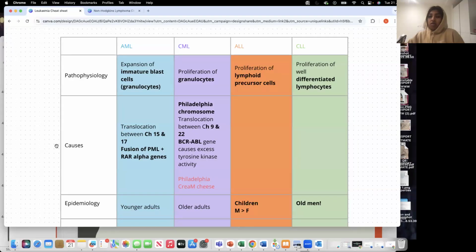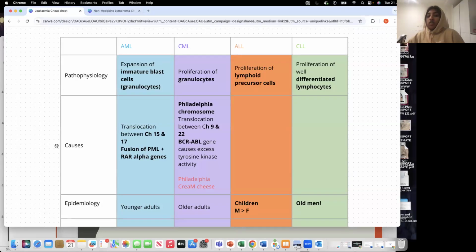So there's 4 types: AML, CML, ALL, and CLL. AML is acute myeloid leukemia. CML is chronic myeloid leukemia. ALL is acute lymphoblastic leukemia, and CLL is chronic lymphoblastic leukemia.